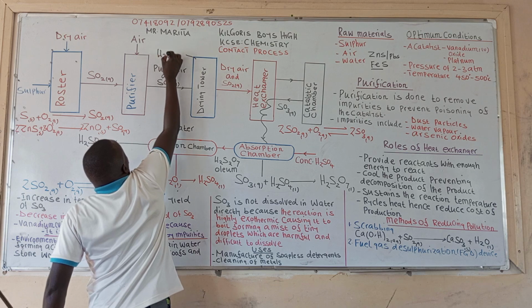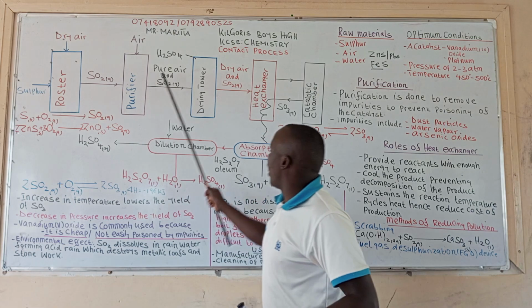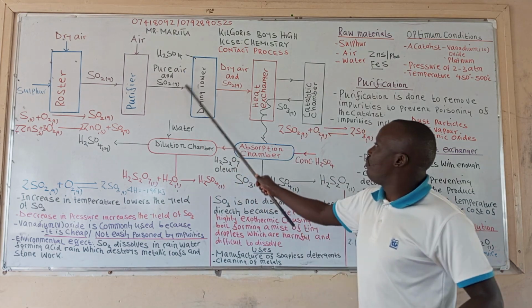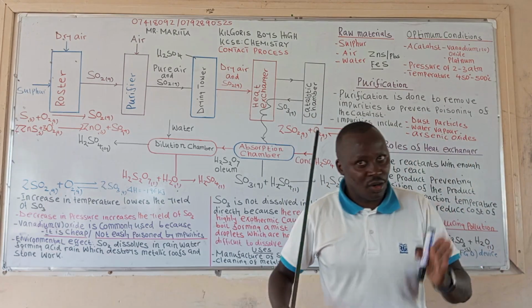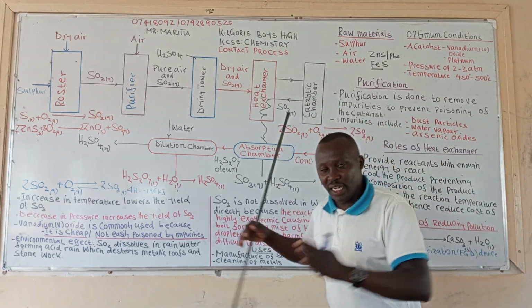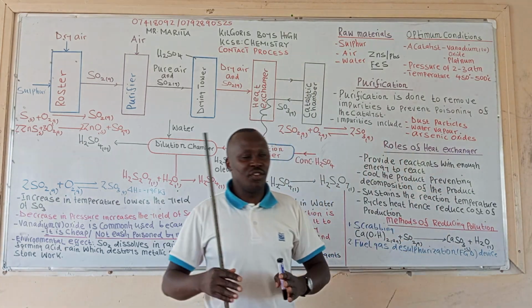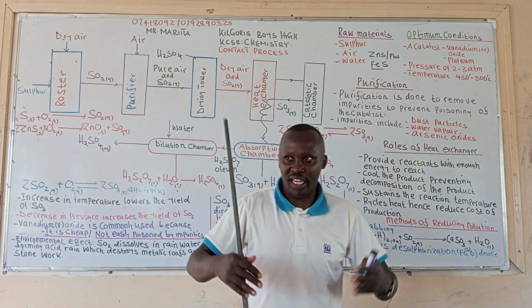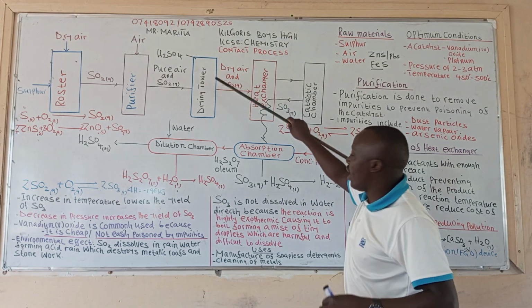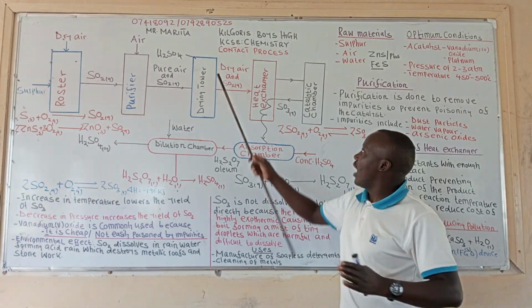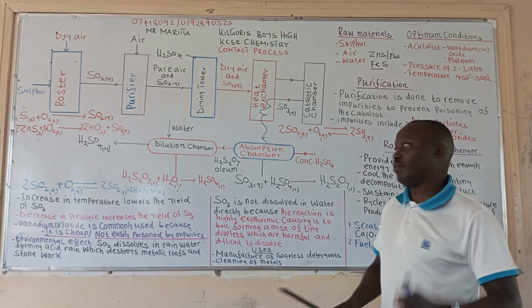We are using the concentrated sulfuric acid. So the dry air, the pure air and sulfur dioxide is passed through the drying towers, and the drying tower in this case contains the concentrated sulfuric acid. Concentrated sulfuric acid is a drying agent, so it is passed through here to dry the gas. So the reason why we have a drying tower is to dry the gas. And the reagent which is used in drying this gas is the concentrated sulfuric acid.